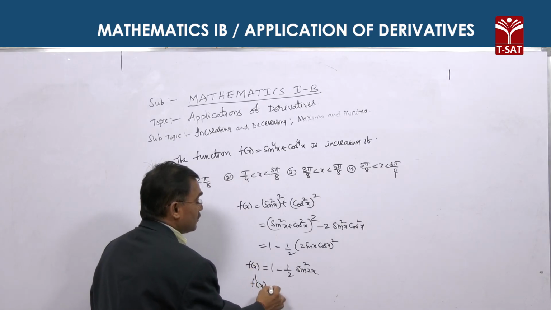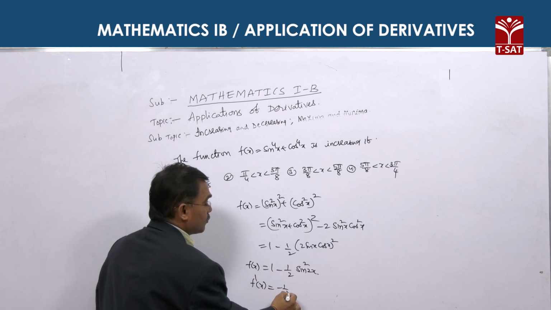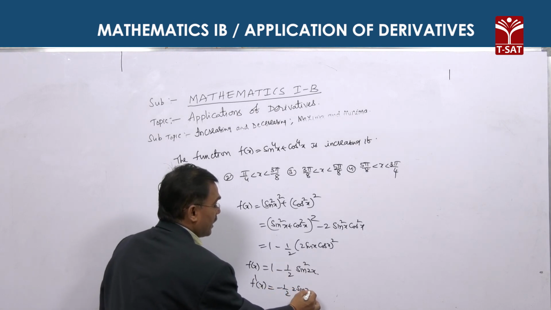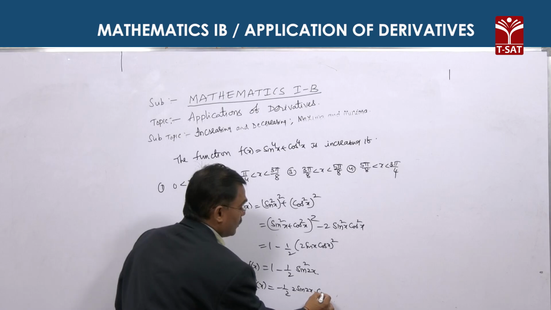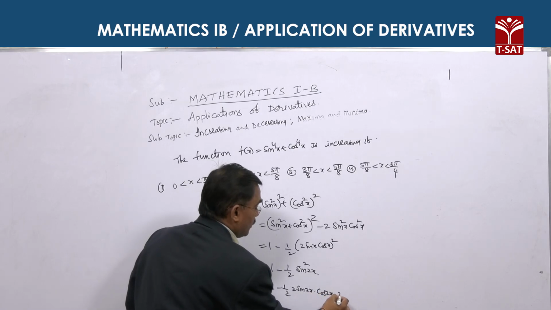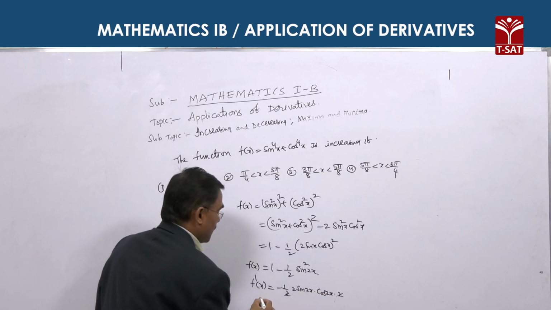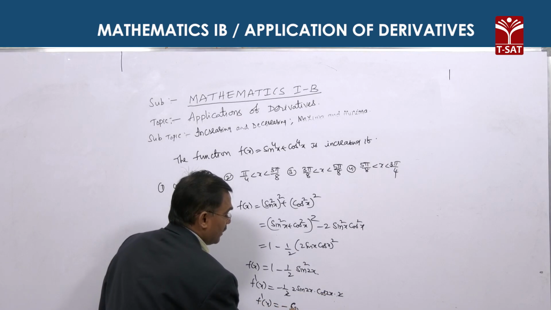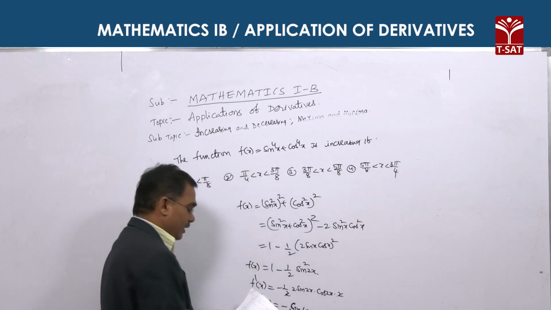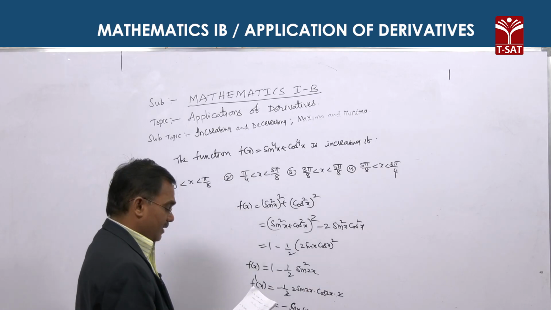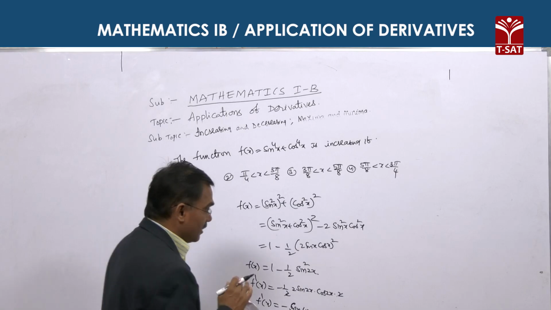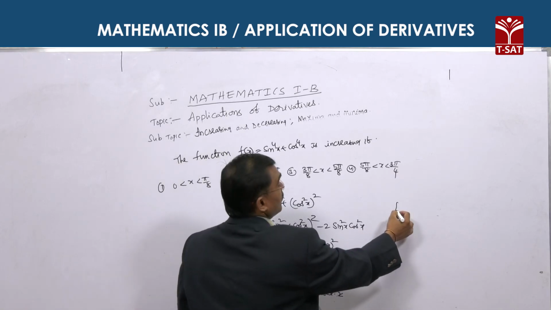What is f'(x)? This will be 0 minus 1/2 into 2 into sin 2x into the derivative of sin 2x, which is cos 2x into the derivative of 2x, so these two will be cancelled. f'(x) is equal to minus sin 4x, using 2 sin θ cos θ. Now the given is that f is an increasing function.